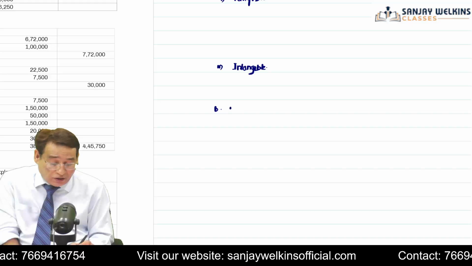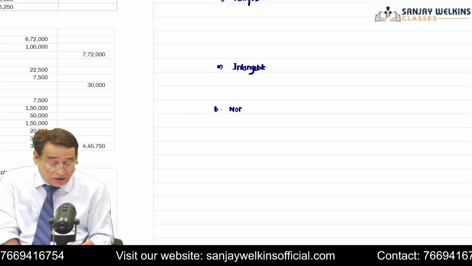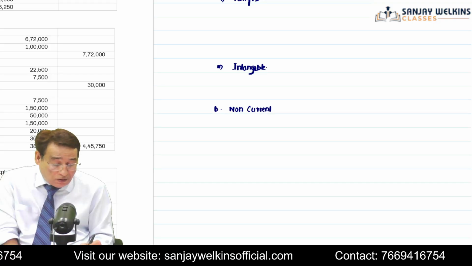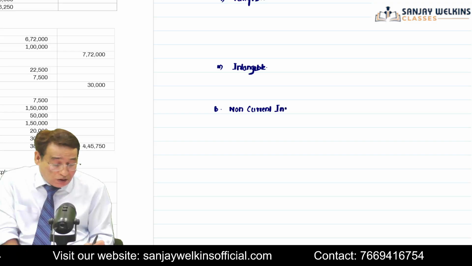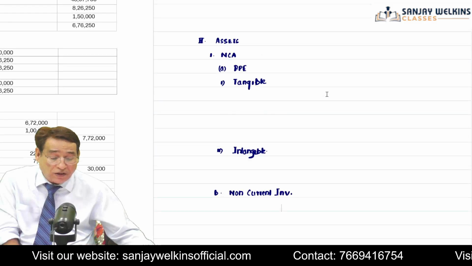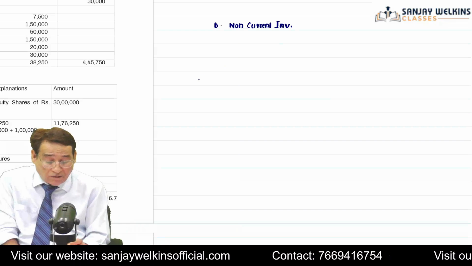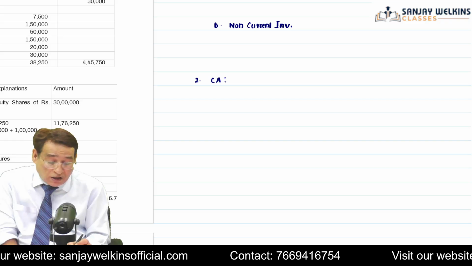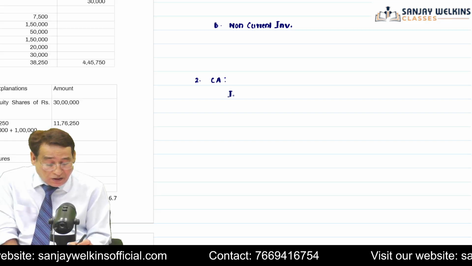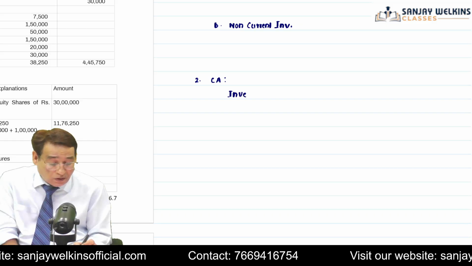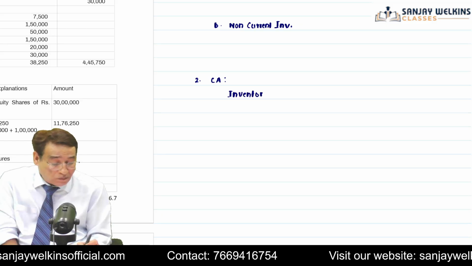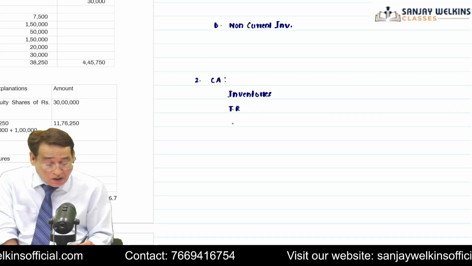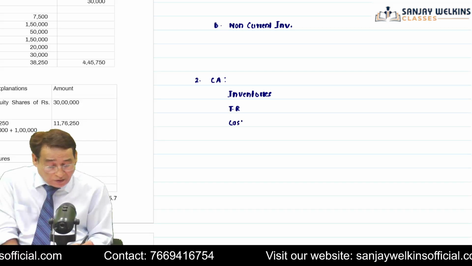Then I will write here non-current investment. And in this question, there is non-current investment, so it will consume a bit of time, no doubt about that. Is it clear? After this, I will write here current assets. Under the current asset, obviously, we shall write inventories, then trade receivable, and then cash and cash equivalent.